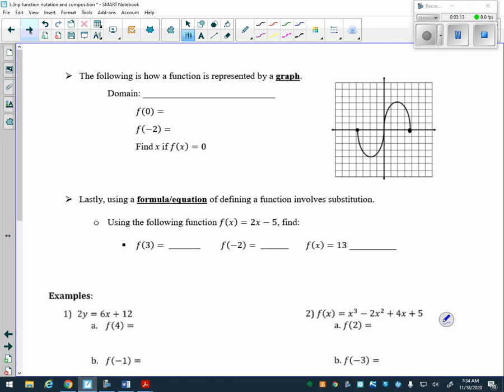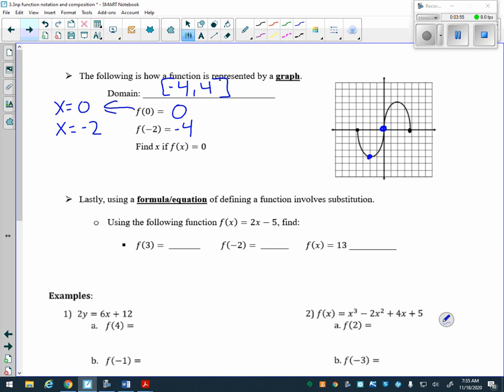Then if you're represented by a graph, we did this a little bit the past few days. The domain here is -4 to 4. If you see f of 0, that means x equals 0. So what is y? Which would be here. So y would be 0. F of -2 means x equals -2. So we go to -2, and we see where the graph intersects, which is at -4.